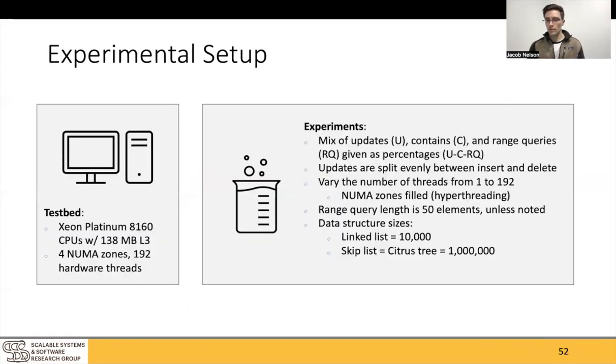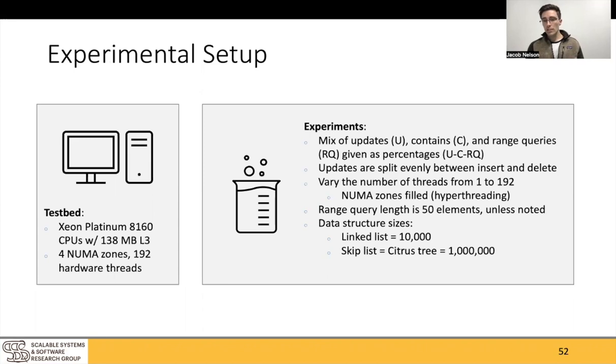In our experiment, we're using a machine that has 4 processors, 192 hardware threads, and a relatively big cache. In our experiments, we're going to have a given mix of updates, contains operations, and range queries given as percentages. And we're going to have our updates be evenly split between inserts and deletes in order to maintain size stability. And then we're going to vary the number of threads from 1 to 92 in most cases, and we're going to fill each NUMA zone before moving on to the next.